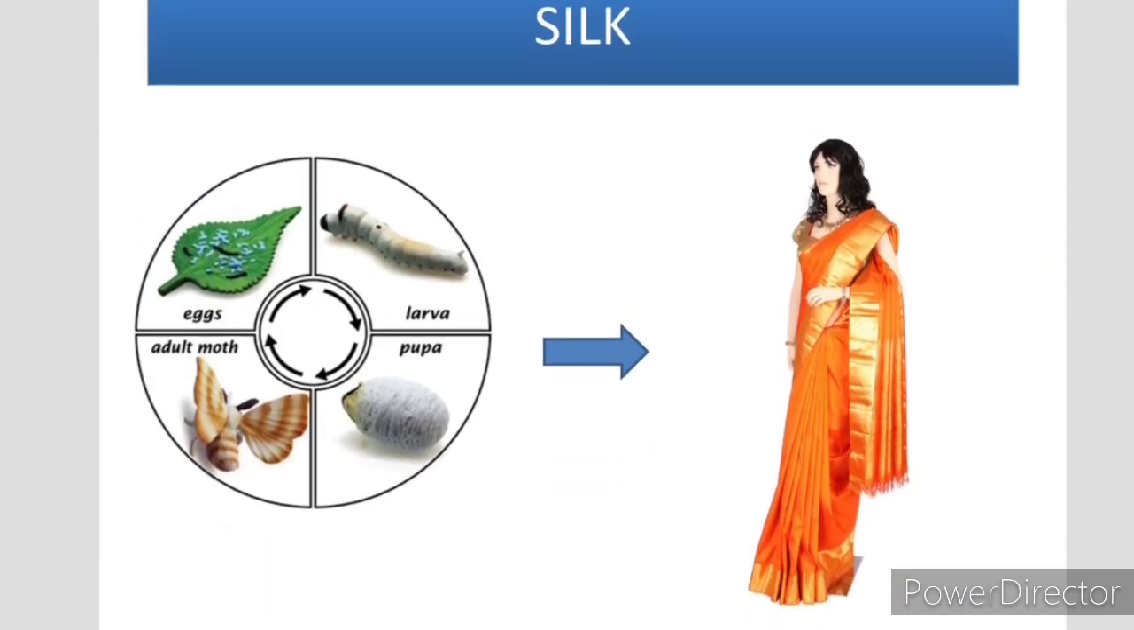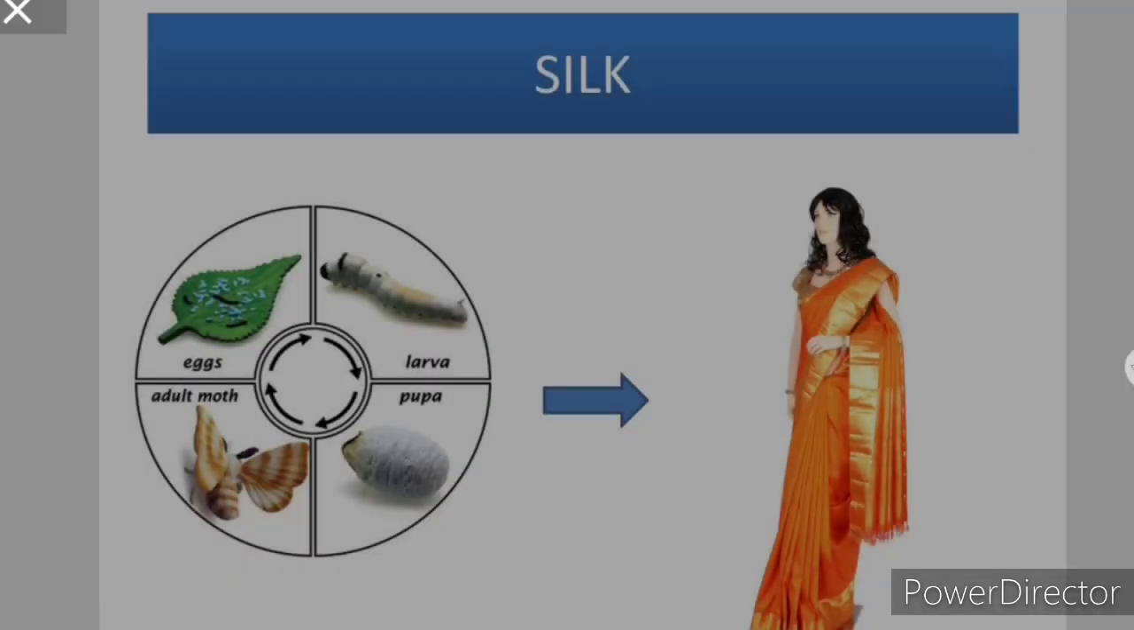Before going to silk, another example was there, that is wool, right? Wool can be obtained from sheep. That picture I haven't placed here, that's why I'm discussing it verbally. And now the last is silk.